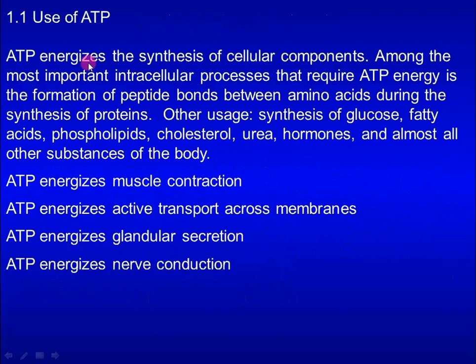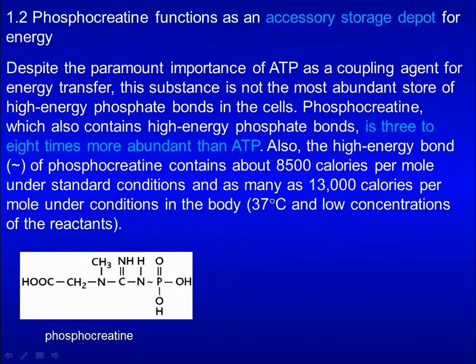ATP energizes the synthesis of cellular components, such as proteins, glucose, fatty acids, and almost all other organic compounds of the body. In addition, ATP energizes muscle contraction, active transport across membranes, glandular secretion, and nerve conduction. Despite the importance of ATP for the cells, ATP is not the most abundant store of high-energy phosphate bonds in the cell.